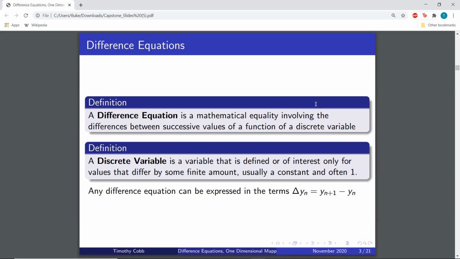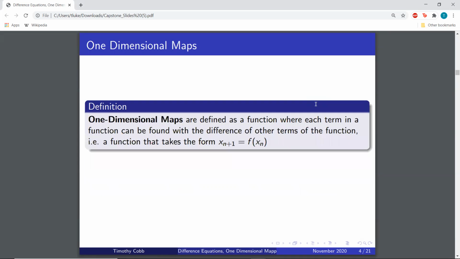So a difference equation can be expressed in terms of delta y sub n equals y sub n plus 1 minus y sub n. The more interesting difference equations can be expressed in terms of y sub n equals some function of the y sub n's before it. And we're going to be looking into an example later where your y sub nth term can be found by taking the cosine of the term before it.